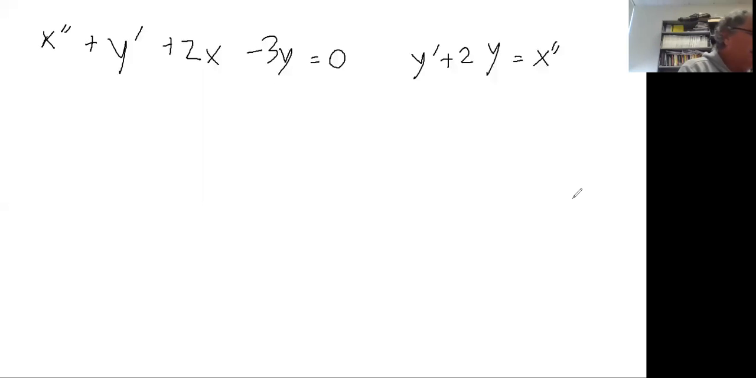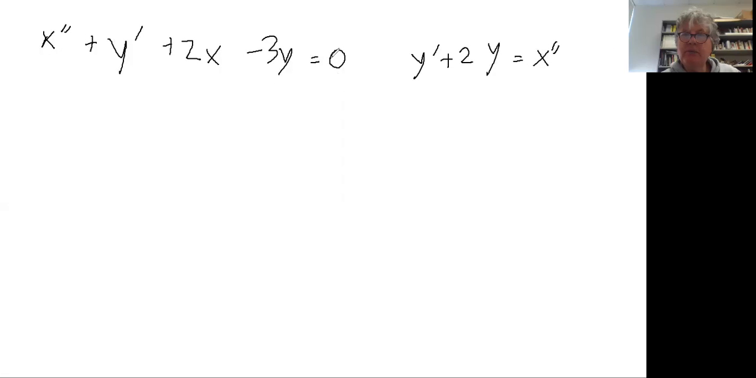Okay, so here's question 10 from 4.1. So we've got two equations. We've got two dependent variables, x and y. So what we're going to do is solve for the highest derivative of the variables that we've got. Okay, so we've got to solve for x double prime and we're going to solve for y prime.